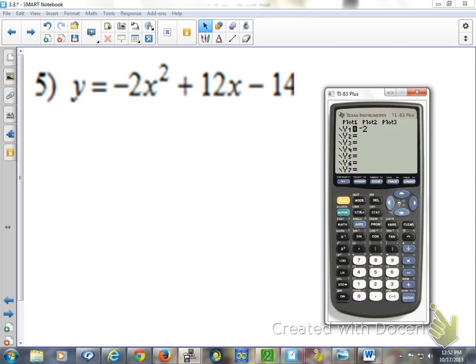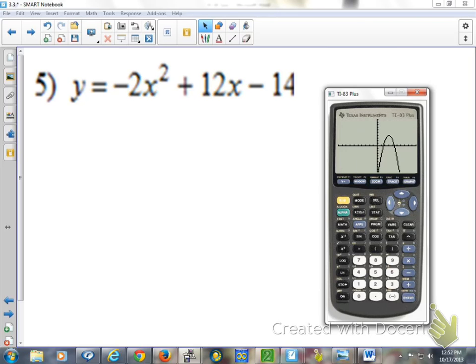Y equals -2x squared plus 12. Same as this one. Turn it on. We just typed this problem. Press Y equals, the top left button, and start typing in the equation. The x is right under the mode button. So we just type it in y1.